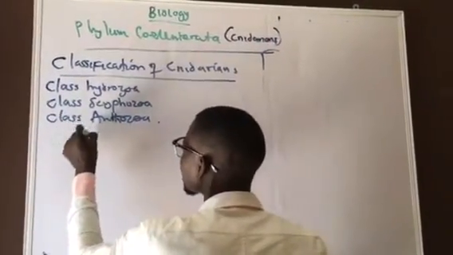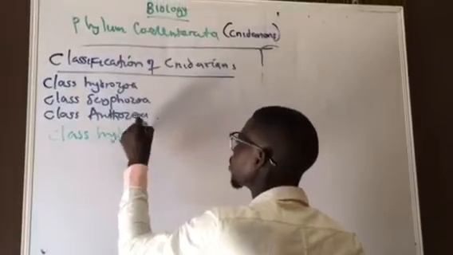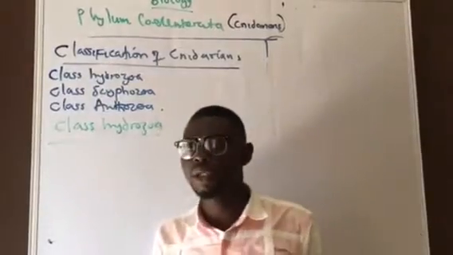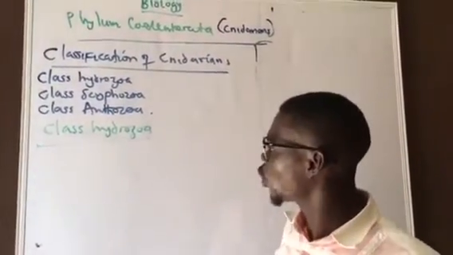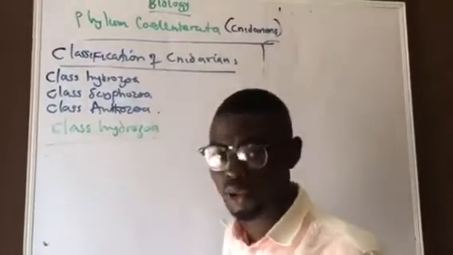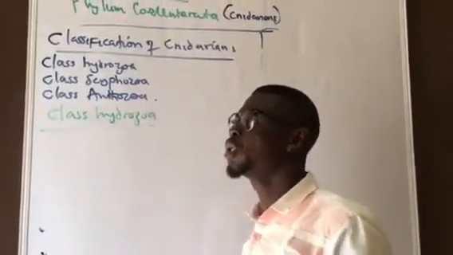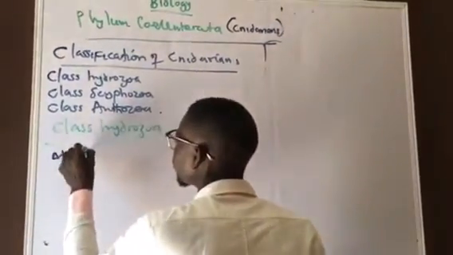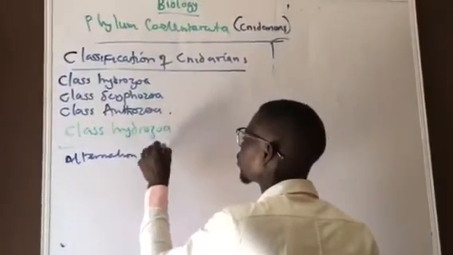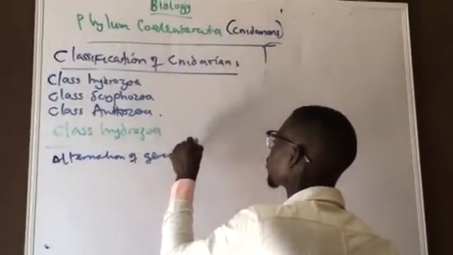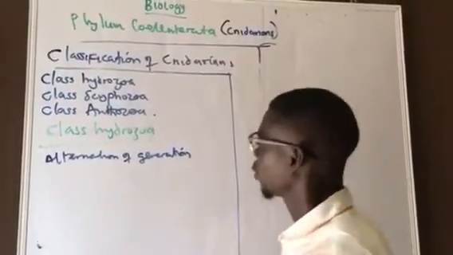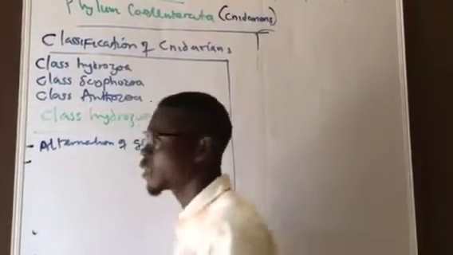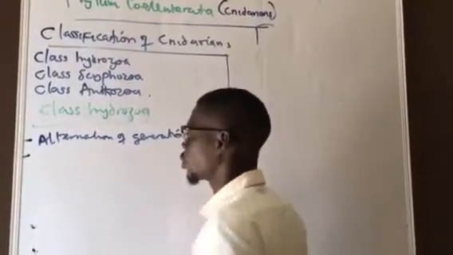When we talk about the class Hydrozoa, this group is usually distinguished because they carry out alternation of generation. Their polyp stage usually alternates with the medusa stage. Alternation of generation is present. The polyp stage is dominant while the medusa stage is reduced.